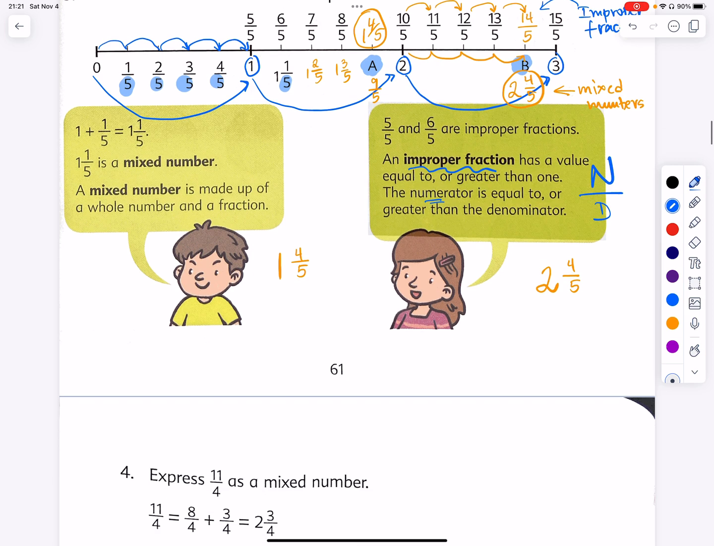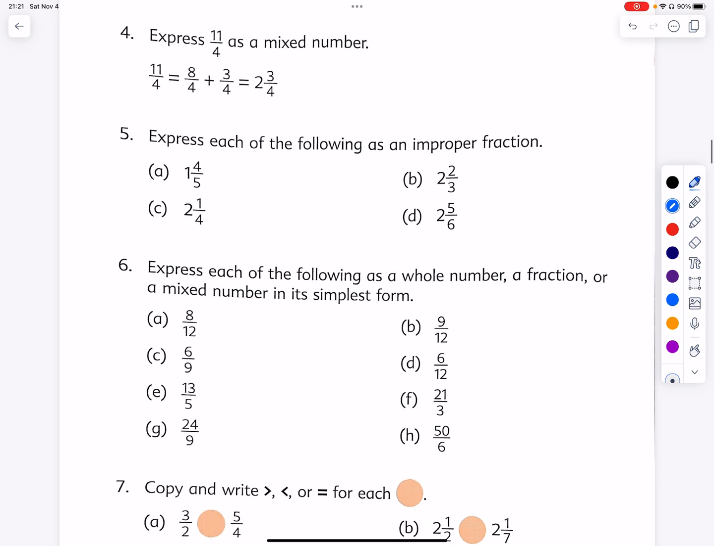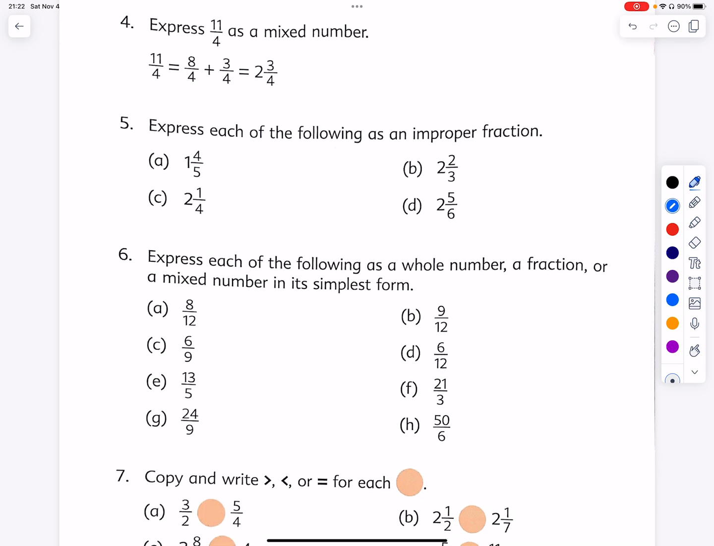Okay, let's keep going. Now we have to do some conversions. We're given an improper number and we have to convert it to a mixed number, or the other way around. So 11 out of 4. Let's do this together. We can split 11 out of 4. Well, there are multiple ways to do that.